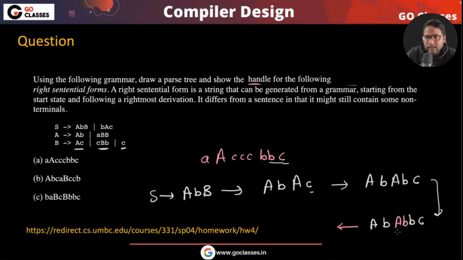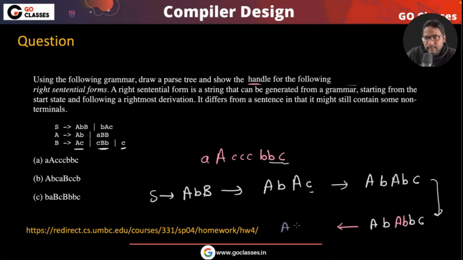Again, for this capital A, what should we do? This BBC is matching. I think we need C now. Obviously you don't need B, so you will not go for this. You will go for ABB, right? So for this capital A, you will go for ABB.